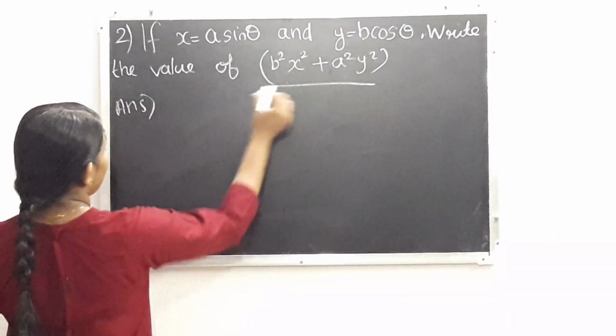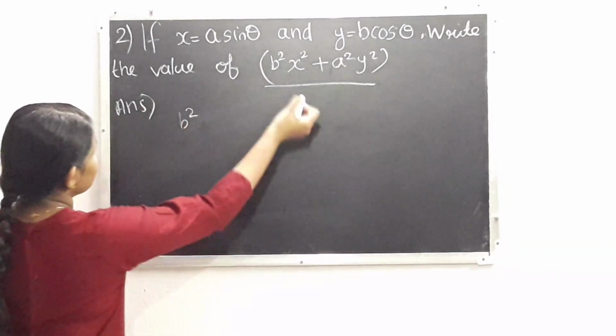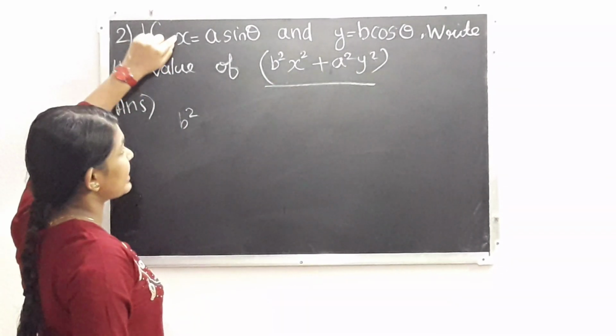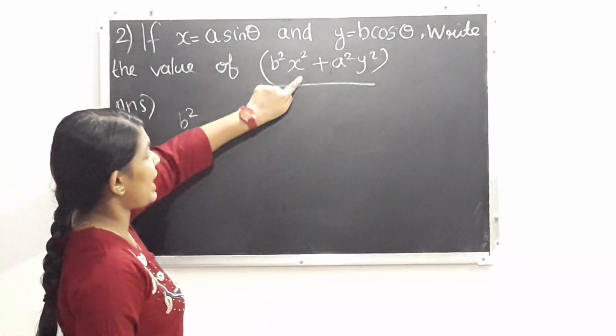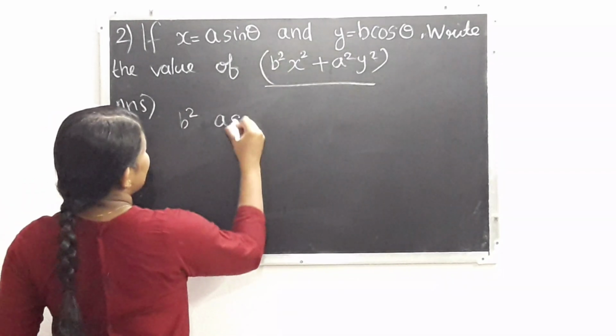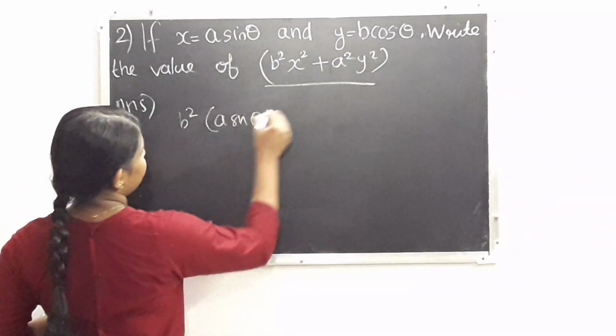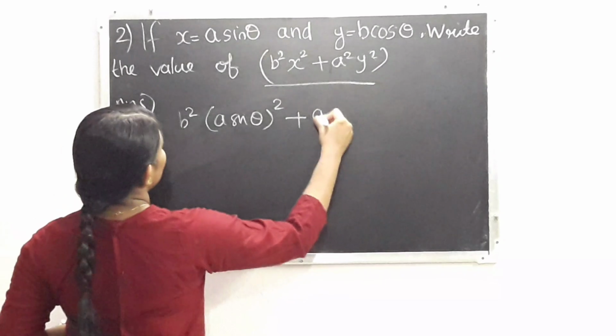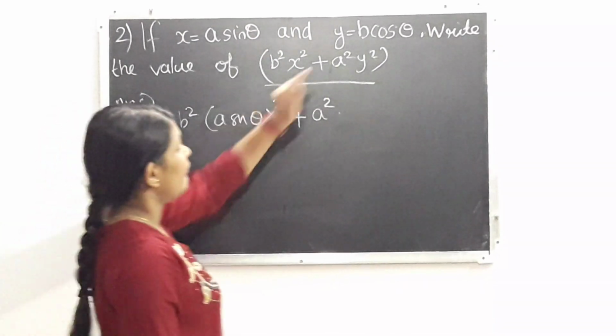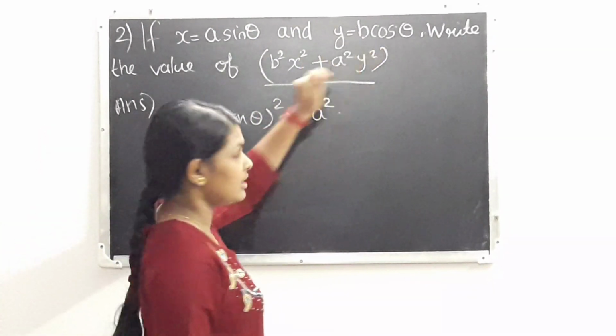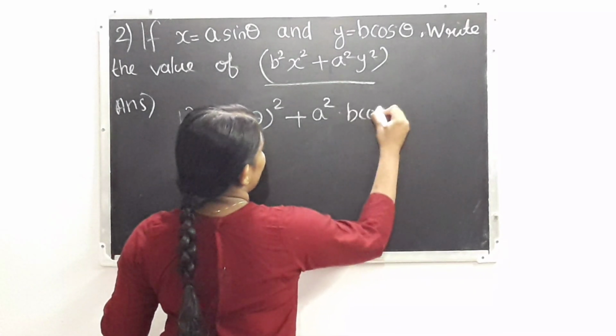So here we can write b square into x square. So what is x? x is a sin theta. So x square will be equal to (a sin theta) the whole square. Okay. Plus a square into y square. What is the value of y? y is equal to b cos theta. So (b cos theta) the whole square.